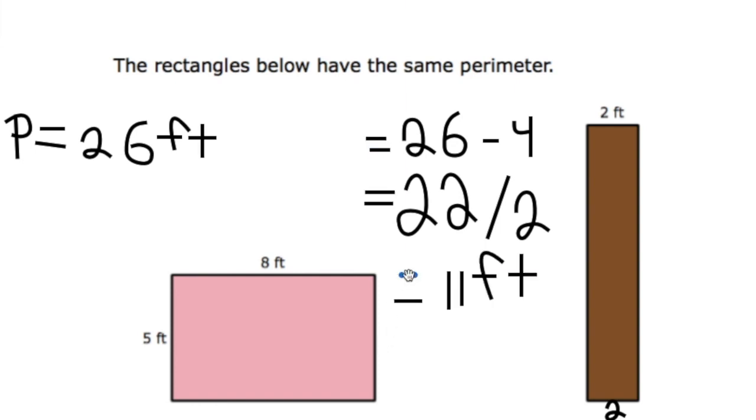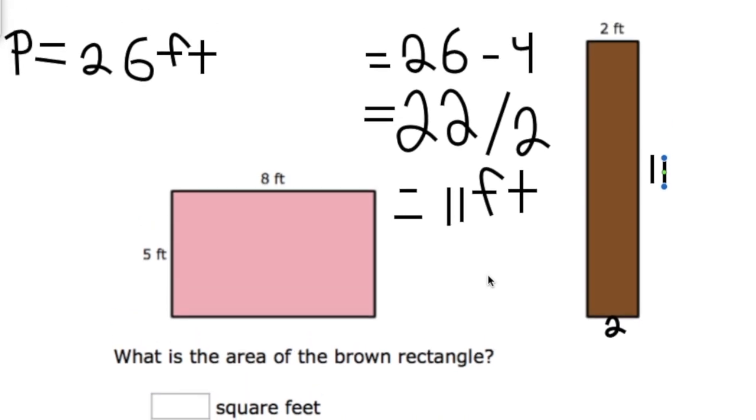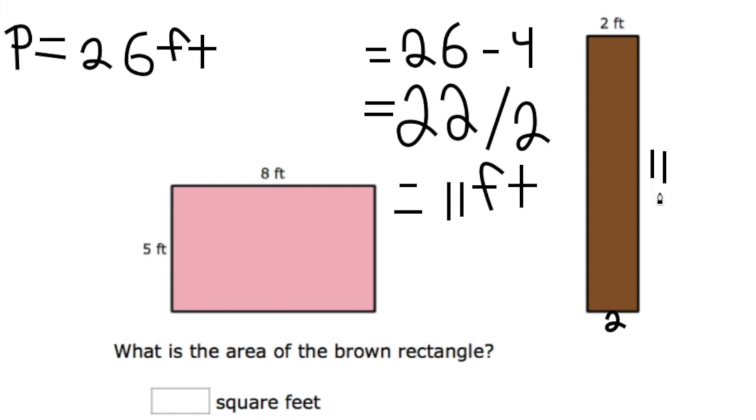So we can double check this by adding it up to see if it is right. So if we know that this side is 11 and this side is 11, 11 plus 11 is 22, 23, 24, 25, 26. Excellent. We are in a good place. Now it wants to know what the area of this brown rectangle is. So now that we have determined what the side length is, let's multiply to see what the area is. 11 times 2, or 11 plus 11. So the area equals 22.